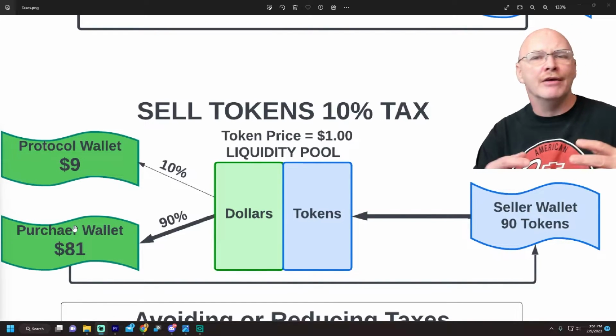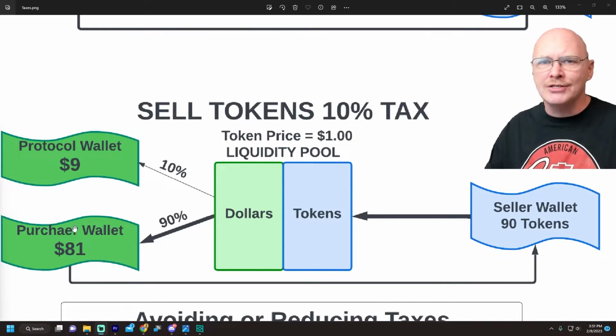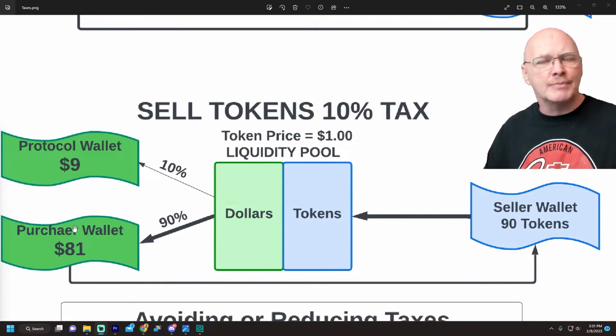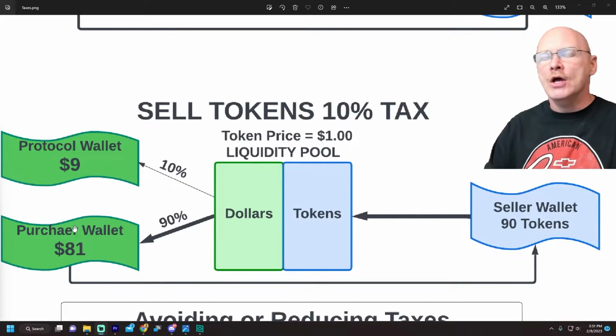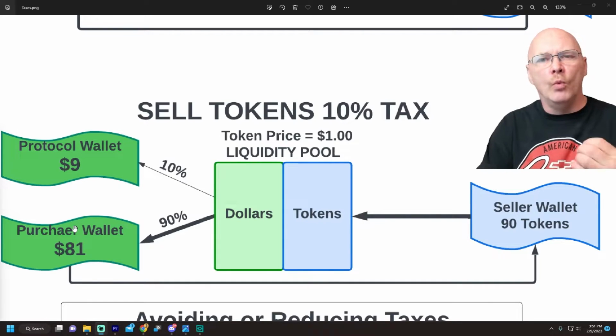And that would be if nothing changed. If the token price didn't change, if there's no earnings, nothing like that, we just bought in for 10% and we bought out for 10%, we could expect a $19 loss on that. So it's really important to go into this with a plan.